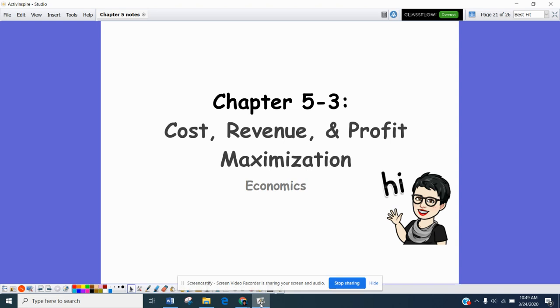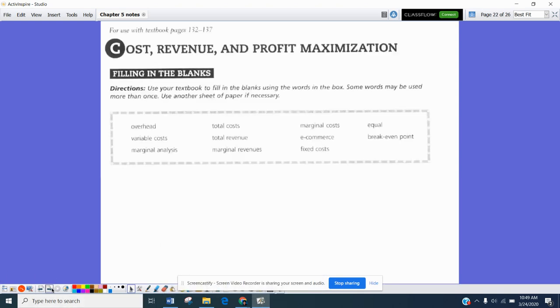So here we go. We're going to talk a little bit about some of these terms that you see here. And as we go through the reading, you just need to put in the items that you need.